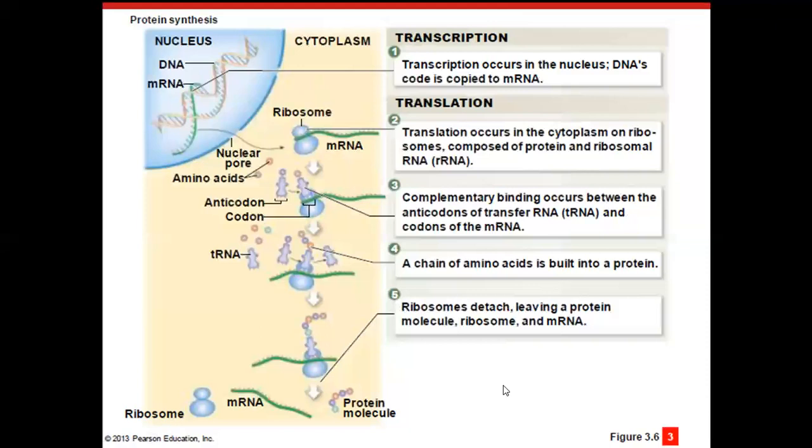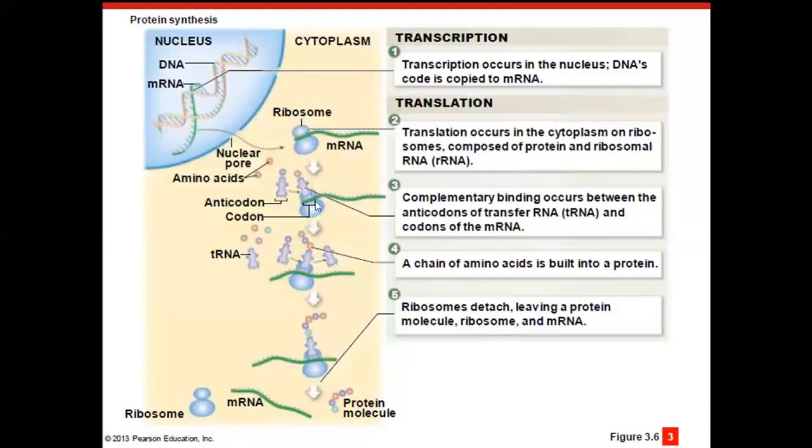And they transport them to build a protein. At the ribosomes, the chain of amino acids is built into a protein. So using the mRNA strand, amino acids are assembled to create a protein. So this little transfer RNA, there's little codons or amino acids that all string together to form a protein. And those ribosomes detach then, leaving the protein molecule behind the mRNA and the ribosome.